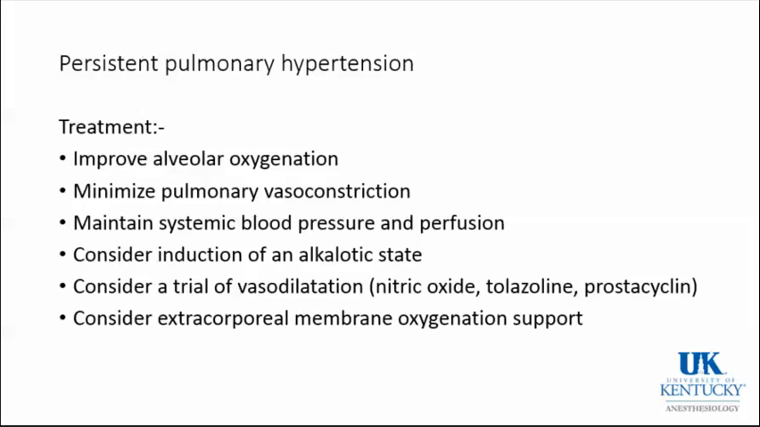How do you treat? Prevent hypoxia. Prevention of hypoxia is making sure that the patient is oxygenated well. Decrease the CO2 if the patient is hypercarbic. And then make sure that the systemic blood pressure is normal and not hypotensive. And you don't want patients to be acidotic because it worsens pulmonary vascular resistance.